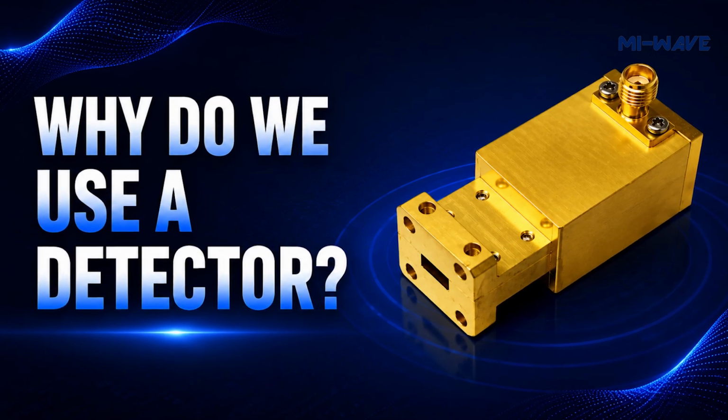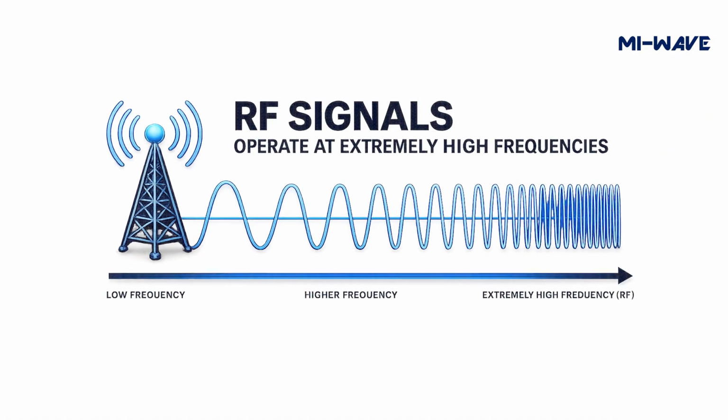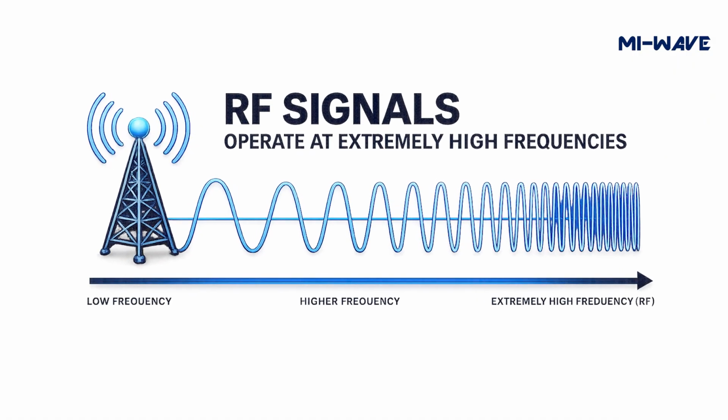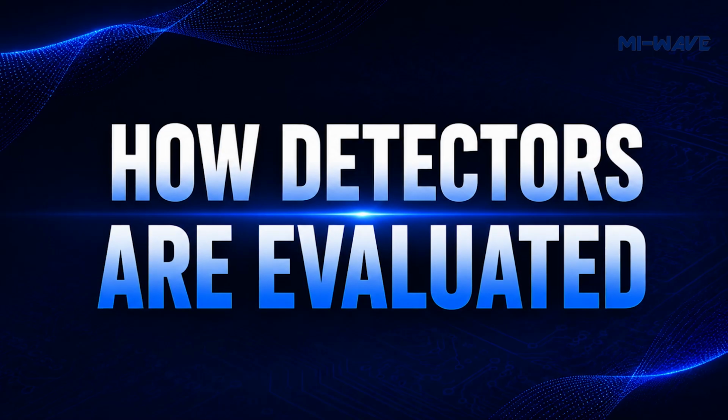So why do we use a detector? RF signals operate at extremely high frequencies. In most applications, we are not interested in viewing the RF waveform itself. What we usually want to know is the signal's power level or signal strength. An amplitude detector converts RF power into a DC output voltage that is proportional to the input signal, allowing us to measure power quickly and accurately.